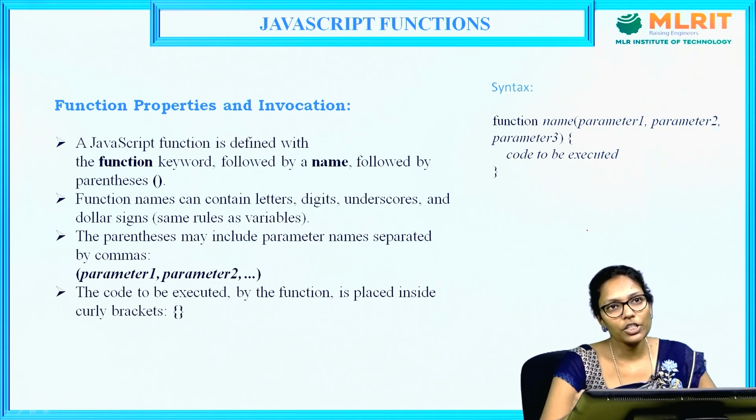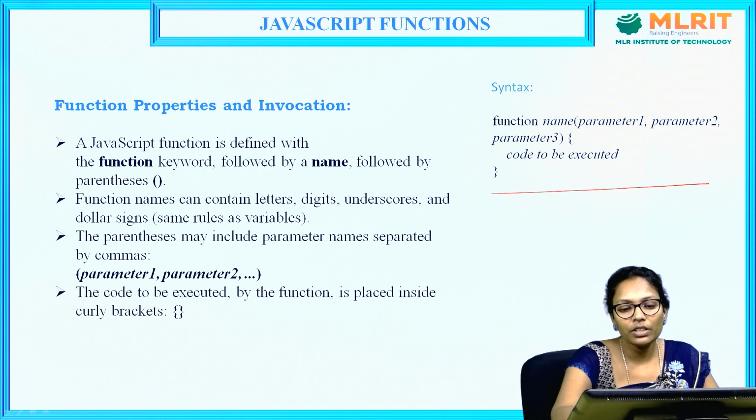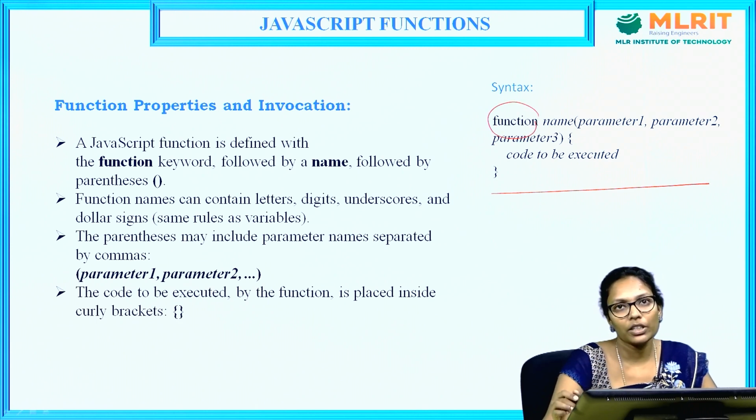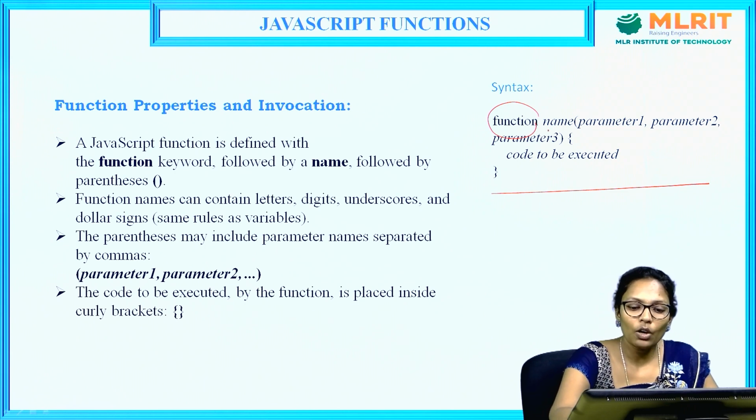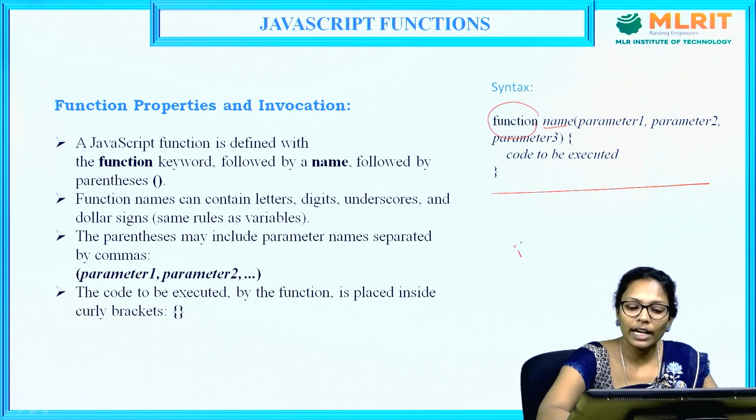So what are the function properties? In JavaScript, this is the syntax to create a function. To create a function, we use a keyword called function. After the function keyword, you write the name of the function. Generally, the name of the function is called an identifier.